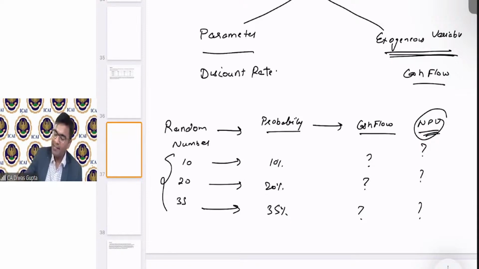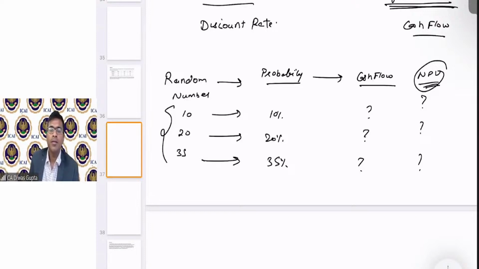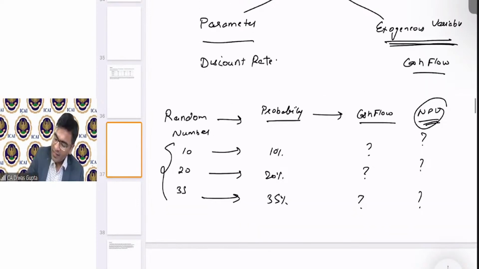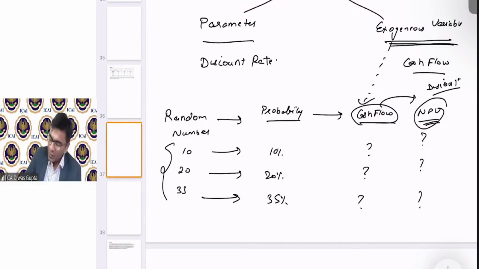So NPV is like this. Cash flow is. So while calculating from cash flow to NPV, cash flow becomes our exogenous variable, and the discount rate that we have used will remain fixed, right? Discount rate is not changing in the different scenarios. Hence, it is called a parameter because we have kept that fixed. Okay, students?